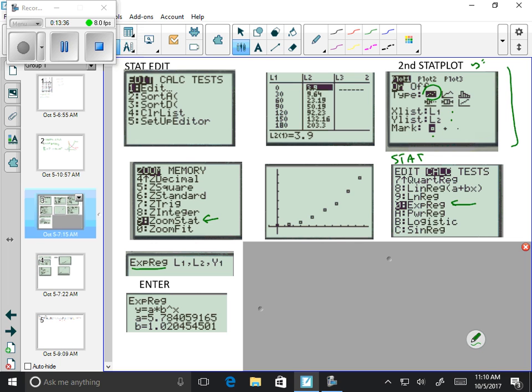Now, what I'm going to do now, you don't actually have to do this. You can do a lot of things manually. But I'm going to set this up so that the calculator automatically computes the curve and plugs it in to your calculator so that you can graph it. So you would type exponential regression.